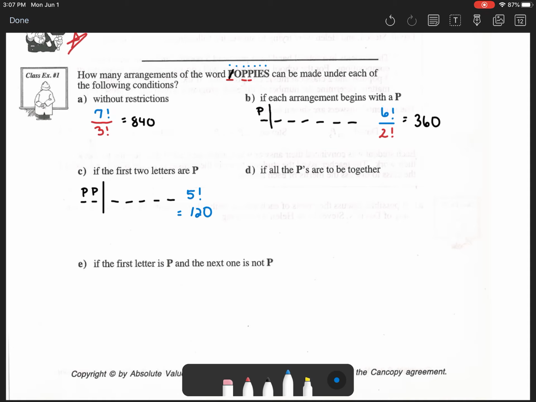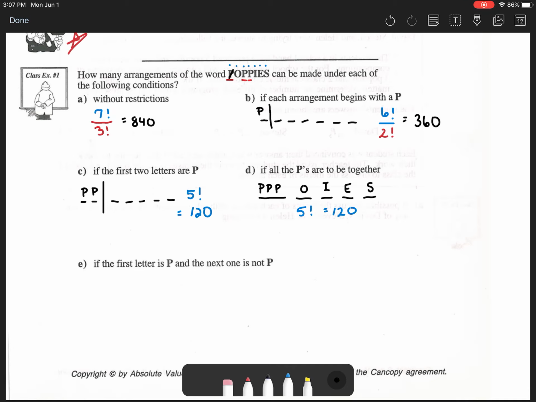Next one, if all the P's are to be together. Remember when things are together, we stick them together with glue, pretend that they are stuck together. So the 3 P's are kind of like one letter. So I'm really ordering the P's, an O, an I, an E, and an S. Because all the P's are stuck together, there's just 5 things there. So that's just 5 factorial, 120.